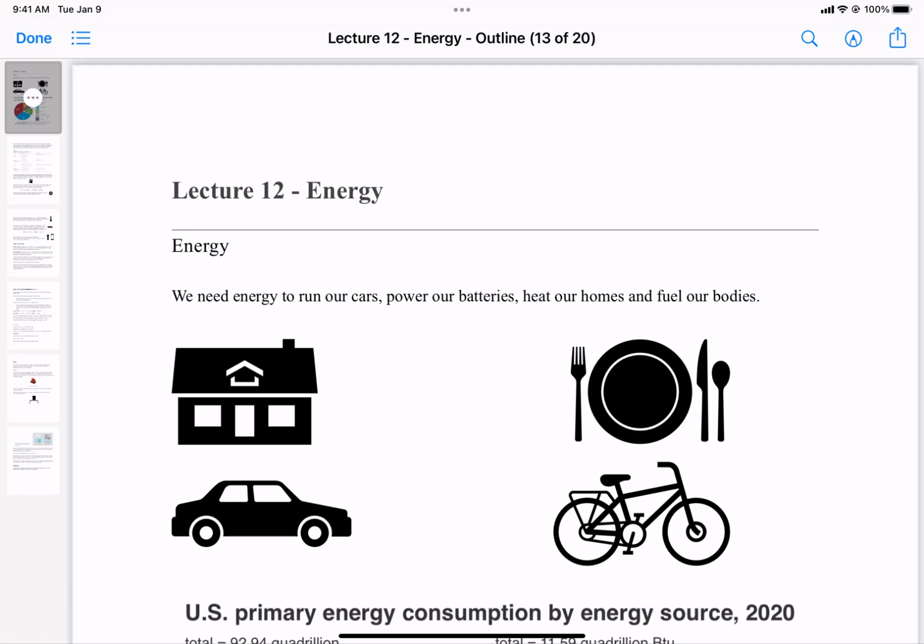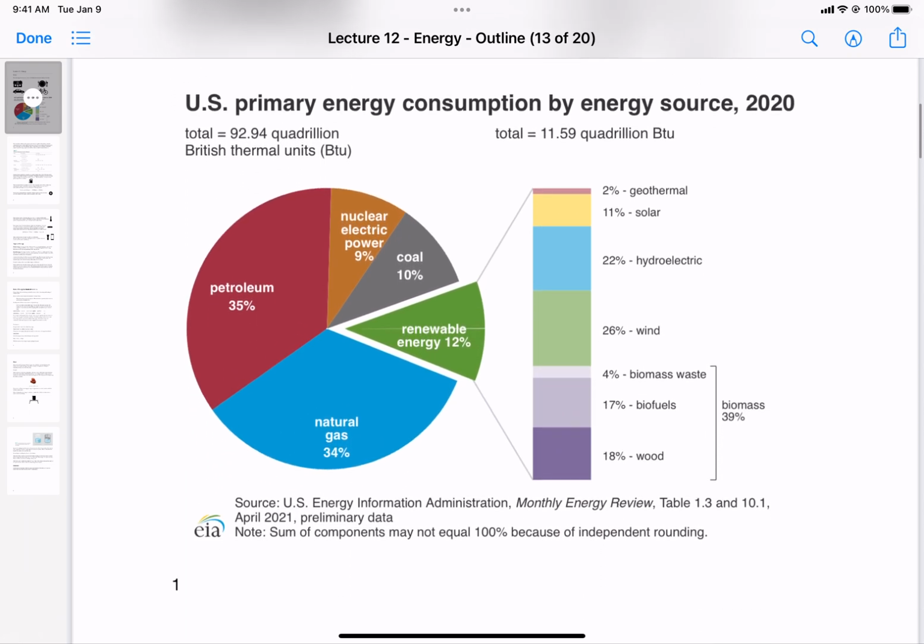We get energy from food, we use it to exercise, we can use energy to get from one place to another, and it powers our homes. If we look at this pie chart here, it tells us the relative percentages of how we get our energy today. Most of it, around 70%, is still due to petroleum and natural gas, or non-renewable feedstocks. So pretty much oil.